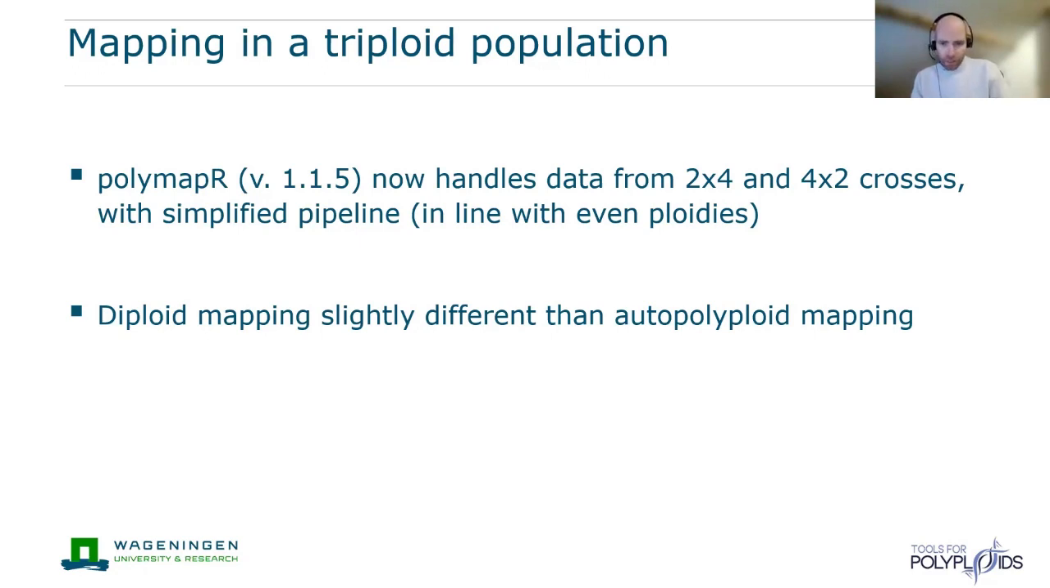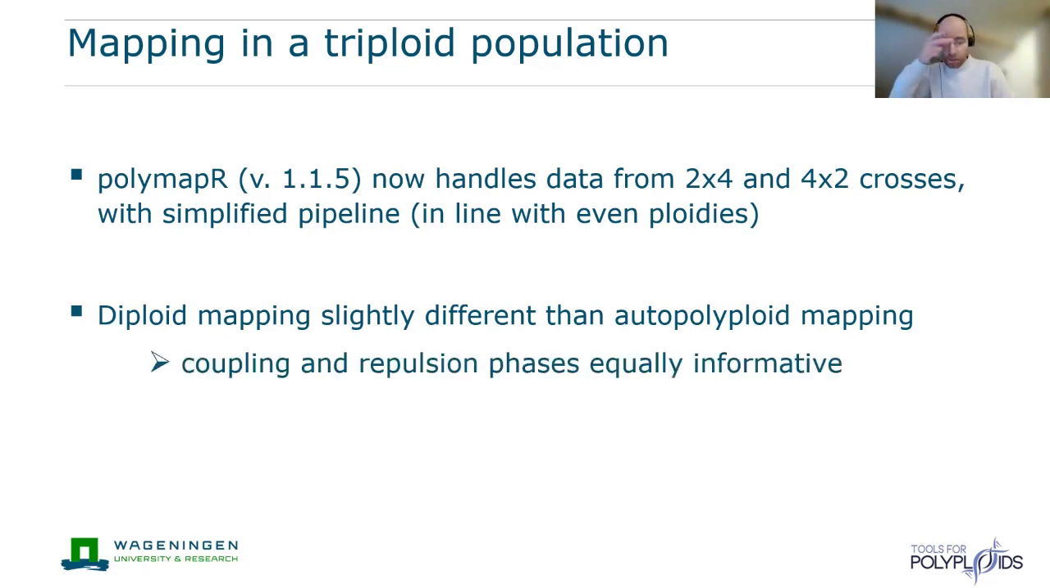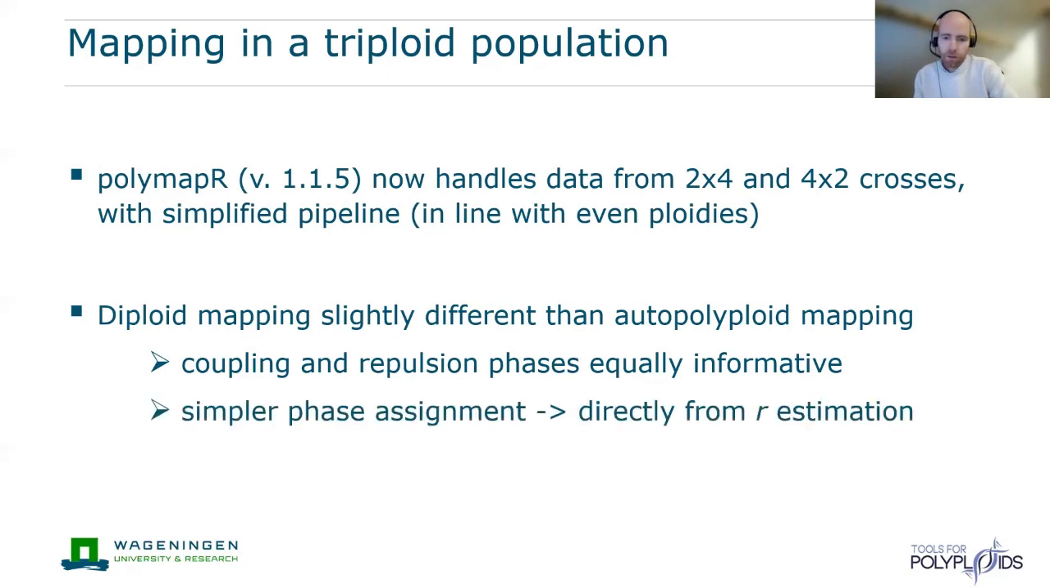Essentially, it relies on mapping at both the diploid and the tetraploid level at the same time, in your two different parents. And we'll see in the workshop that the diploid mapping approach is slightly different to the one that's usually presented for polyploids. One of the things there is that the two phases between markers, so coupling and repulsion phase, are equally informative. So we have to do something different when we want to do phase assignment. Essentially, it's actually an easier job. We get phase assignment directly from our recombination frequency estimates.